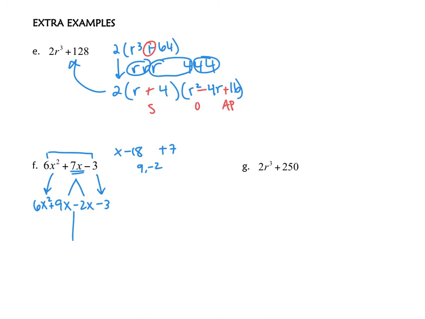Left side, the GCF is 3x, and I'm left with 2x plus 3. Right side, I take out a negative 1, and I'm left with 2x plus 3. Parentheses match. Always make sure that's the case. If they don't match, you did something wrong. So then my factors are 3x minus 1, which is the stuff outside, and 2x plus 3.